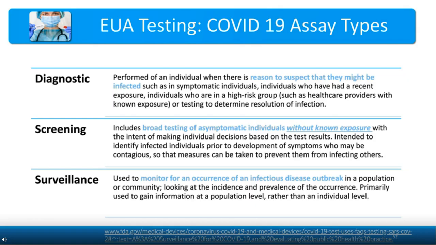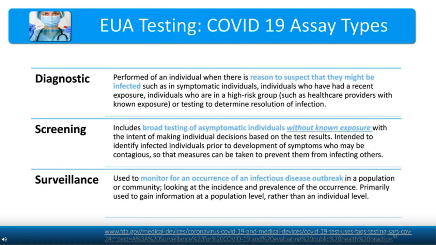Now, as I said, there are different types of diagnostic testing for COVID. Diagnostic testing is when testing is done on an individual when there is reason to suspect that they might be infected with the COVID virus. So you're testing symptomatic individuals or individuals who have had a recent exposure, or people that are at high risk, such as healthcare professionals that are taking care of sick patients. And again, you do this to determine what you're going to do with the patient. There's also screening that can be done. This includes broad testing of asymptomatic individuals that do not have a known exposure. But again, these are also done with the intent of making individual decisions based on those test results for those patients.